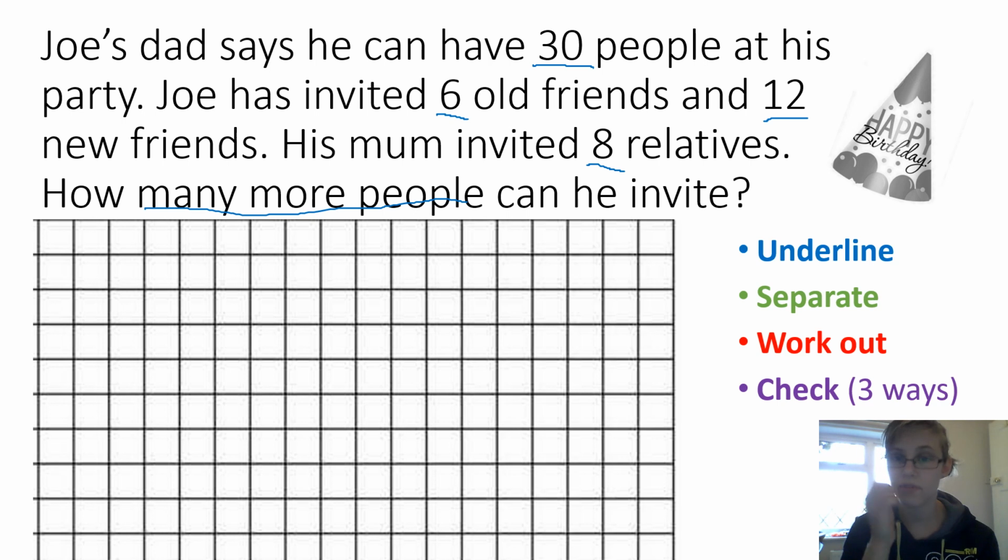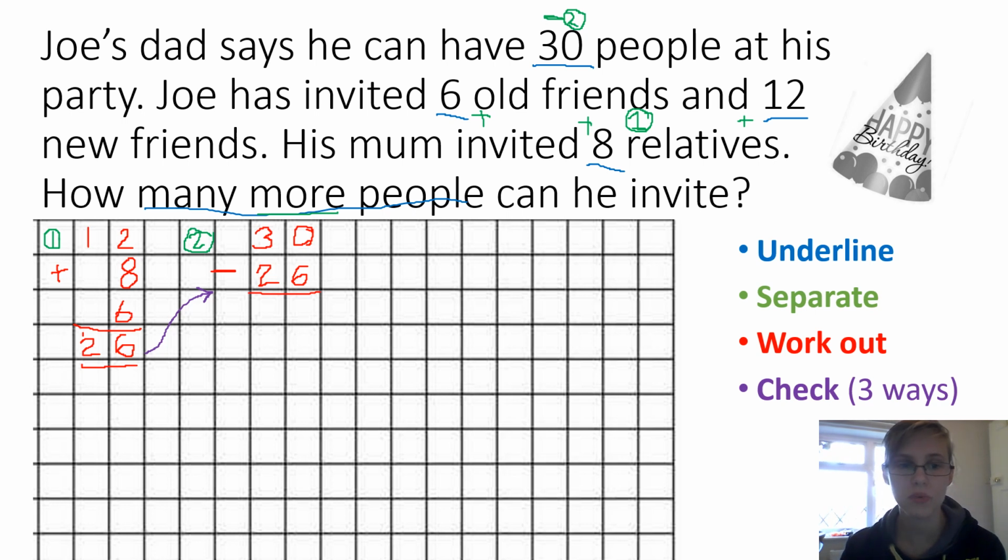So we need to do 30, take away all of those to see how many people is left for him to invite. As we saw in the last question, it's probably easier for you to add up all of these parts as the first step. So 6, add 8, add 12, and that will tell you how many people have been invited already. And then step number 2 is taking away that number from 30 to see how many more people he can invite. Okay, so have a try at that and I'll see you on the other side.